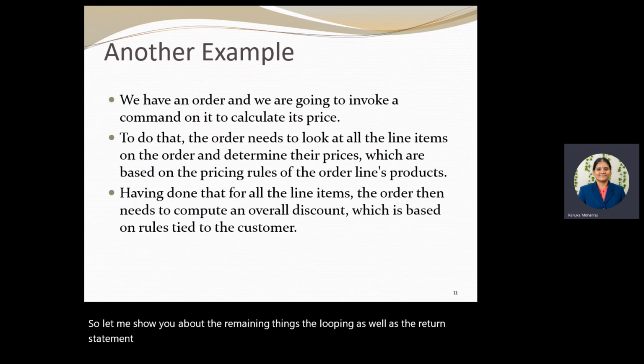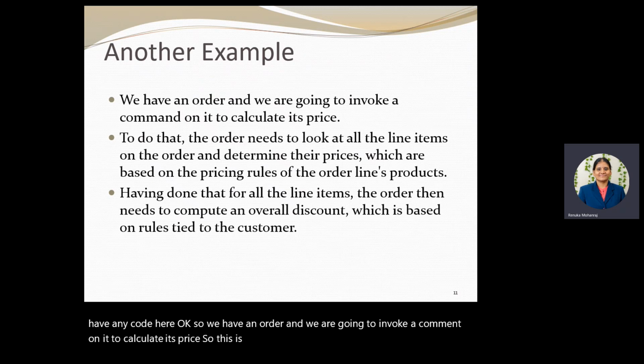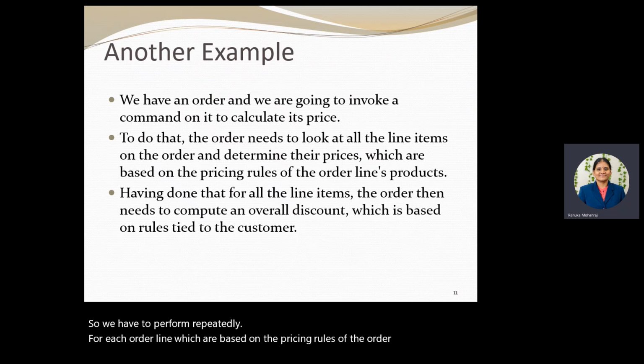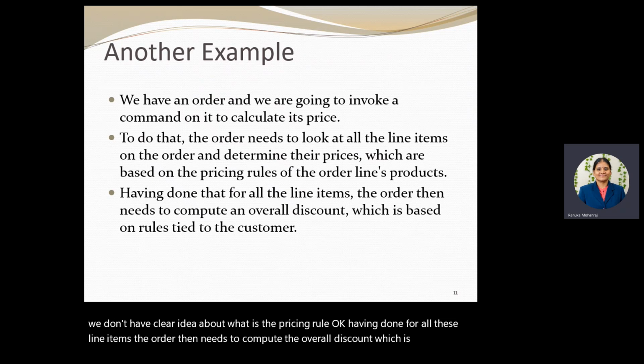Here we have another example. Just theory knowledge, we don't have any code here. We have an order and we are going to invoke a command on it to calculate its price. So this is your task. To do that, the order needs to look at all the line items on the order, which means one order can have multiple order lines. We have to perform repeatedly for each order line, based on the pricing rules of the order line product, but we don't have a clear idea about the pricing rule. Having done this for all the line items, the order then needs to compute the overall discount, which is based on the rules tied to the customer.